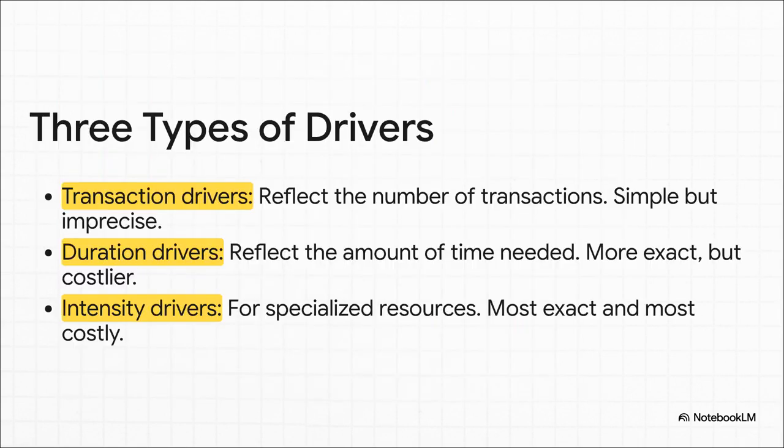Now, you have choices here. You can pick drivers with different levels of accuracy. A simple transaction driver, like the number of setups, is easy to track. A duration driver, like how many hours were spent on each setup, gets you a more accurate number. And an intensity driver, which even accounts for whether you used an expensive senior technician or a junior one, well, that's the most precise, but also the hardest to track. The trick is to find the right balance of accuracy and effort for your business.